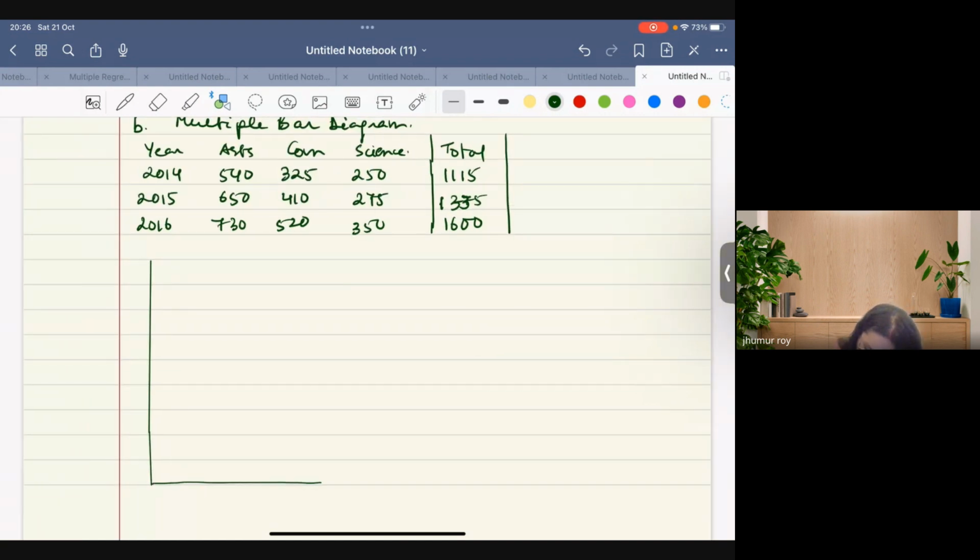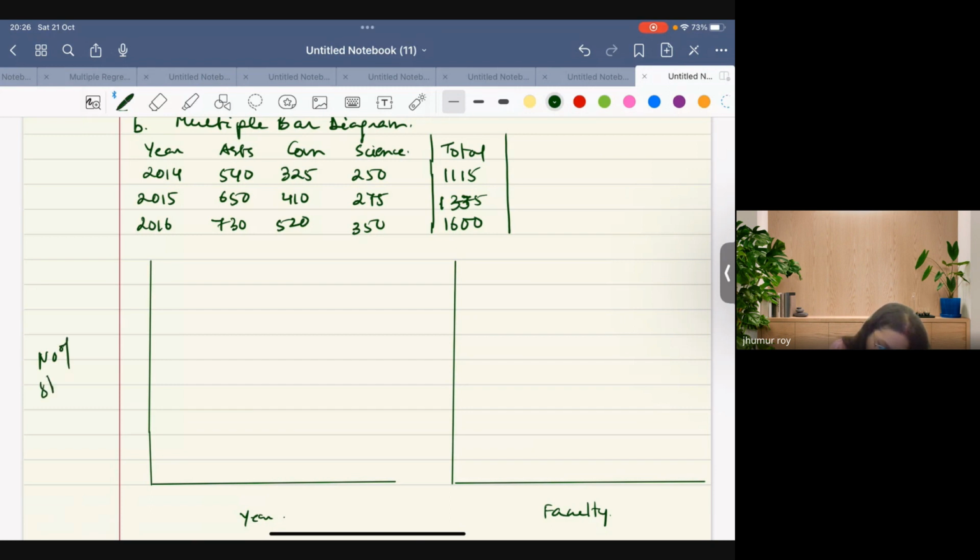So I'm just drawing the multiple bar diagram first, and I'm drawing both the different ways in which the diagram can be drawn. So the first area that I want to take over here is year. Okay. And in this, I'm trying to take which faculty do you belong to. And here I'm taking number of students. So suppose I take this as 100, 200, 300, 400, 500, 600, 700.